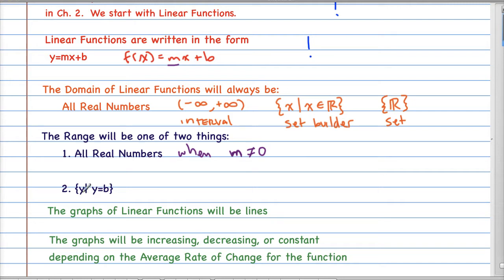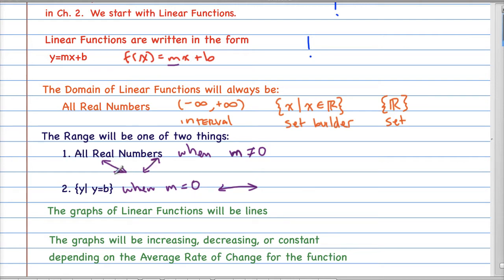But the range will be all y values such that y is equal to b when m equals 0. And so all real numbers would be m does not equal 0, so I'm either going to have a negative slope or positive slope. And in this case, if m equals 0, that would be a constant function, and that would just be a horizontal line. So slope would be 0. Okay? And as I just mentioned, the graphs of these linear functions will be lines.